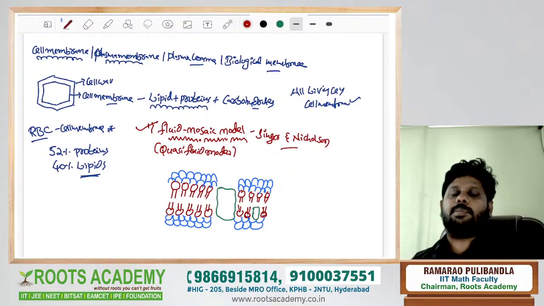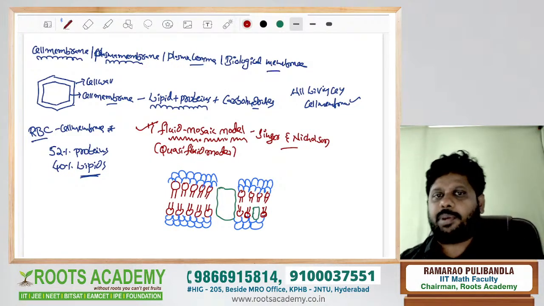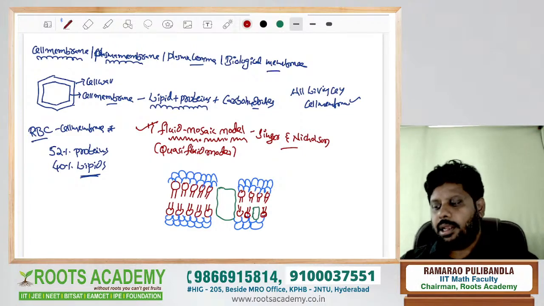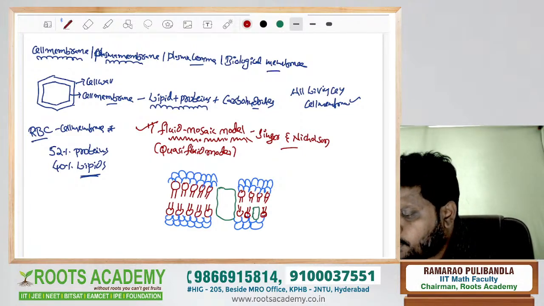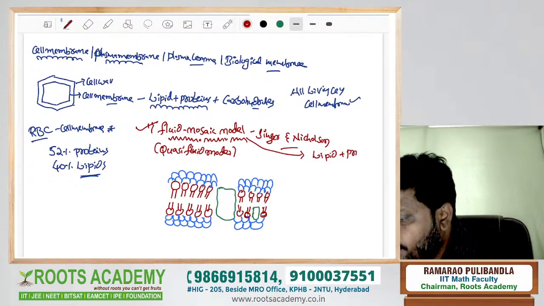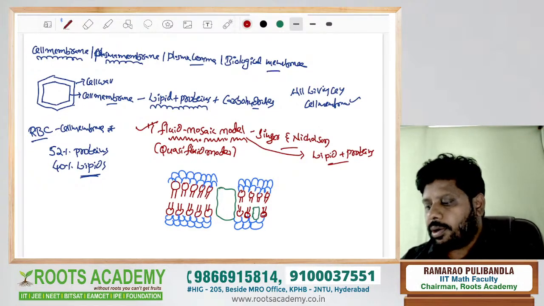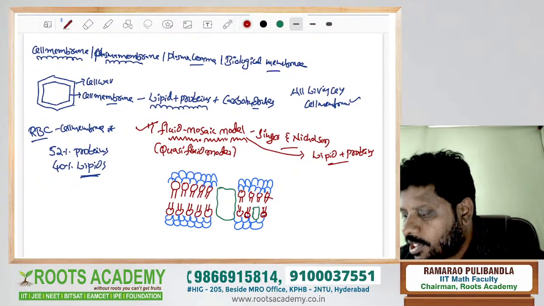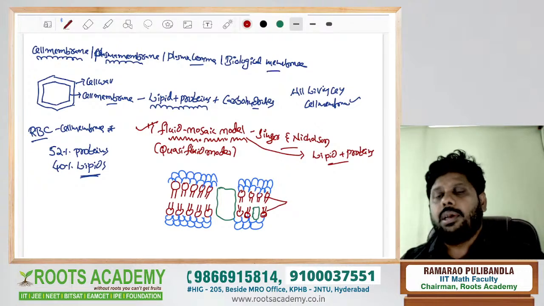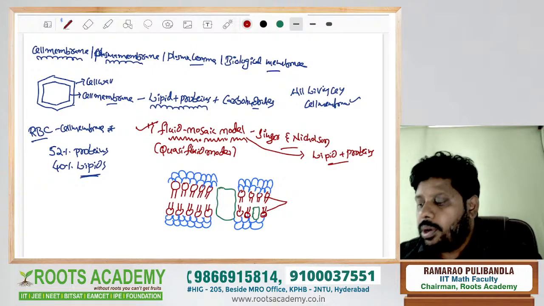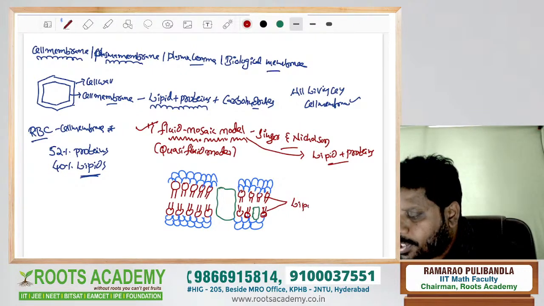So the most accepted model to explain the structure of the cell membrane is the fluid mosaic model proposed by Singer and Nicolson. According to this model, the cell membrane is made up of lipids and protein. See, this red color is the lipid, and these are the lipids. The lipids are arranged in two rows. See, this is one row and this is one row. That's why the two rows of lipids are collectively called the lipid bilayer.